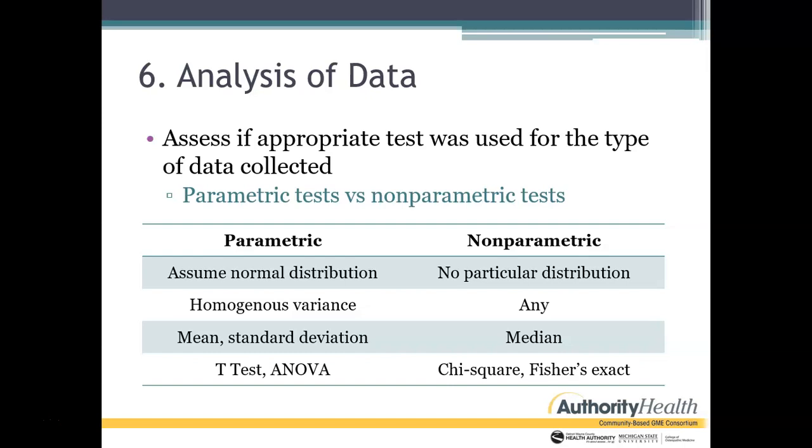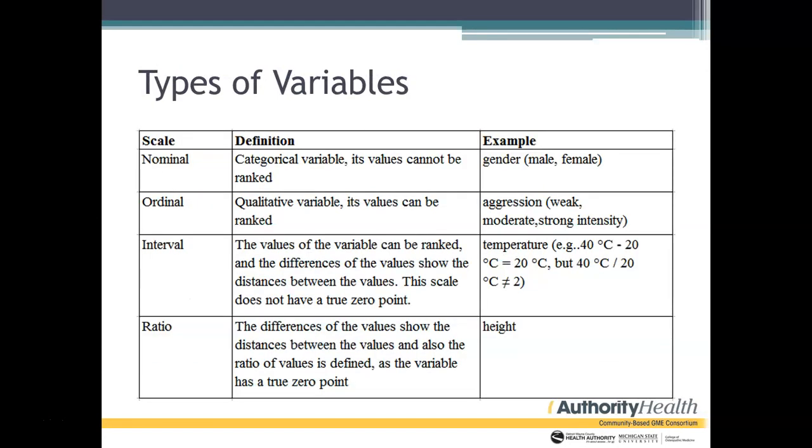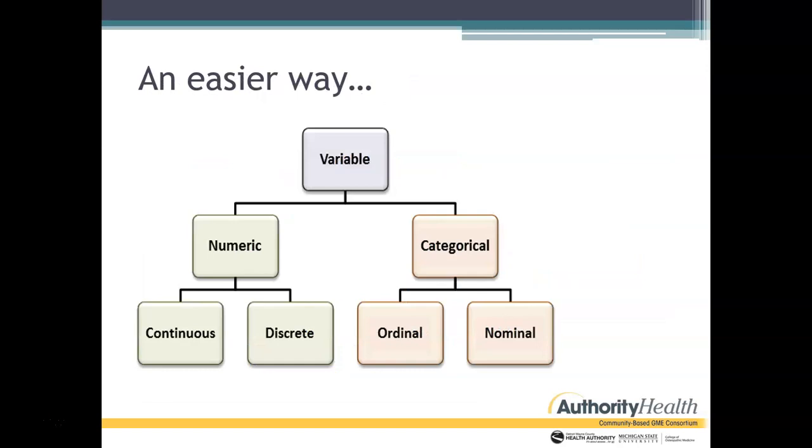Non-parametric don't particularly follow any distribution. The variance can be varied. We're looking more at median, and this is more of our chi-squared or Fisher exact. So what does that all mean? Let's get into it. Oh, of course, we're going to go through our types of variables. Everyone loves this: nominal, ordinal, interval, and ratio. This chart's kind of scary to me, so I just go to the next one, an easier way.